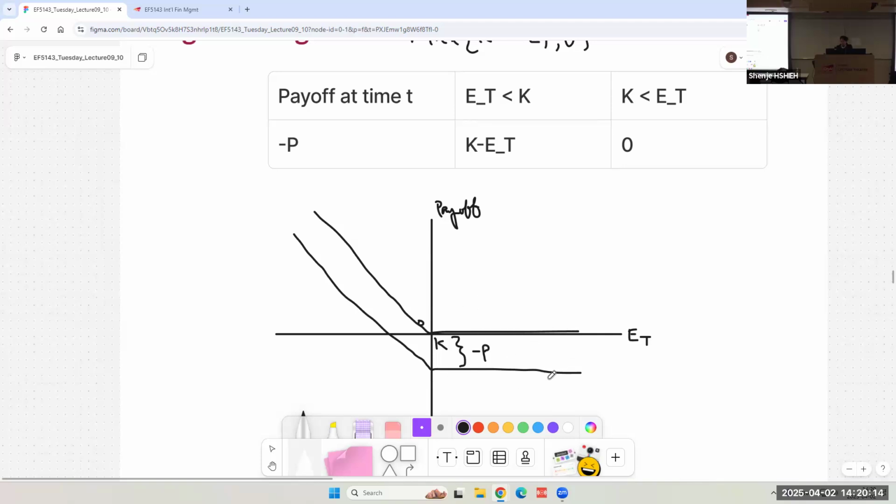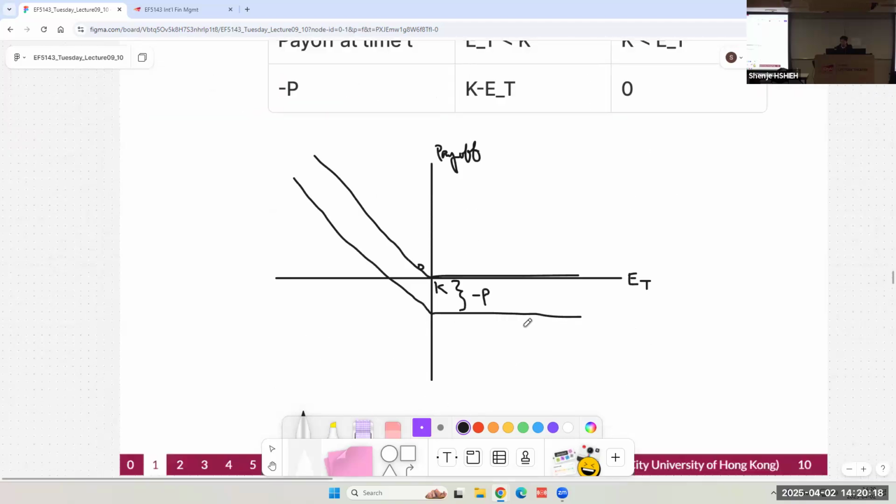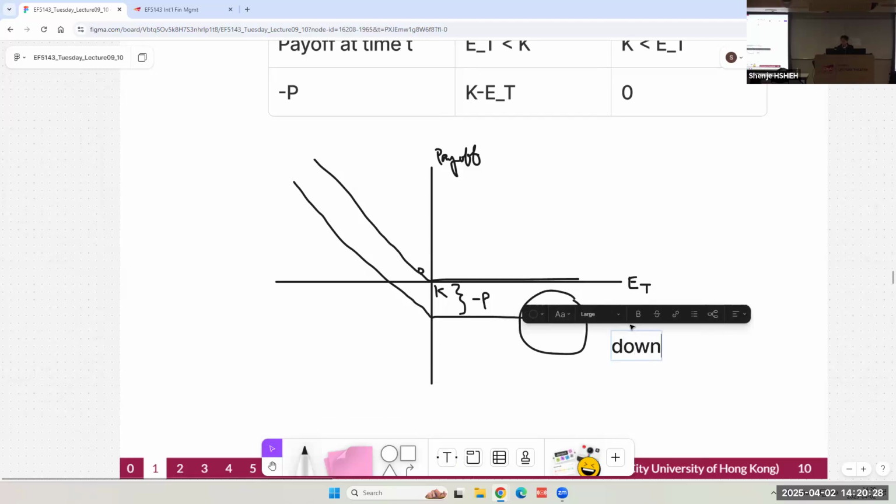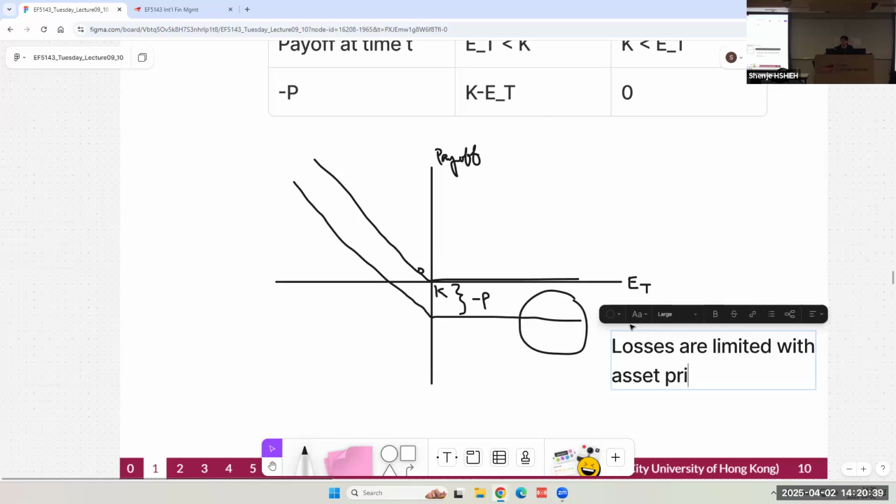So what's going on here? Well, just like in the first discussion on long call, you have downside protection. The downside is when the underlying asset price increases. So here you have downside protection, or losses are limited when asset price increases.